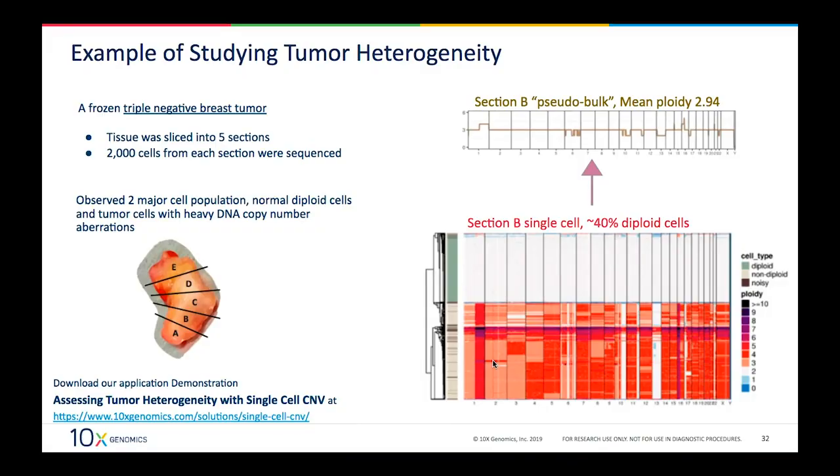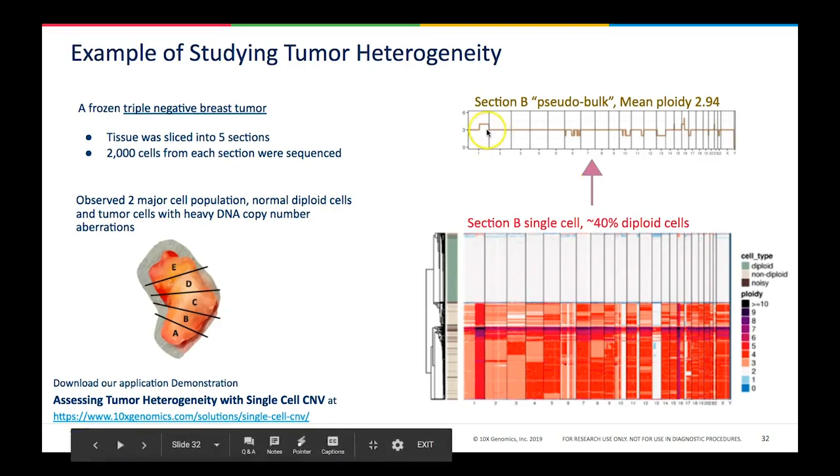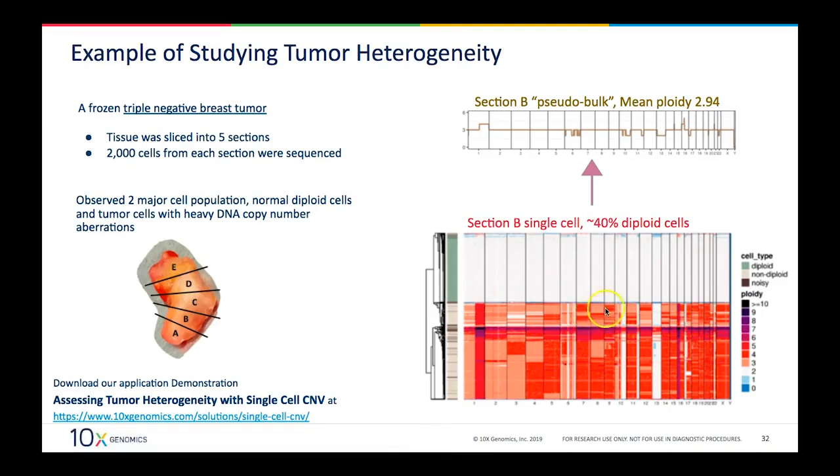Interestingly, if you had taken all these 2,000 cells and analyzed them in bulk, so not in single cell, you would get a copy number profile similar to what's in here. So you wouldn't be able to tease apart all of these nuances and all of these differences in the different clones that are present.